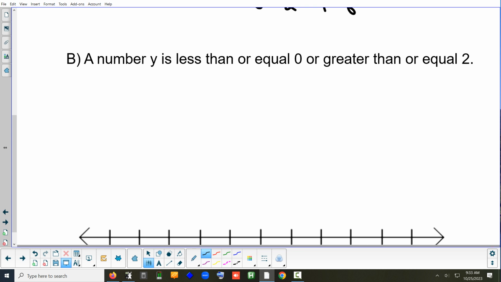Alright, so the first one: y is less than or equal to 0. So the letter is y, the number is 0. And which way does the inequality symbol point? Left. Line under it or no line? Line. Yep, it's got the line under it because it's got the equal to. And then what word am I going to put here before I write my second one? Or. Yes, this is an "or." You don't always just put "and." It depends what the problem says to do.